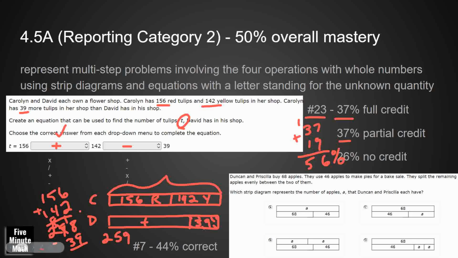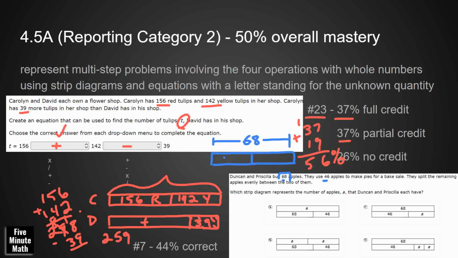Because on number 7, we only had 44% mastery. So we've got Duncan and Priscilla. They're buying 68 apples. They use 46 to make a pie. They split the remaining apples evenly. Well, we need to see first, when you buy 68 apples, we're now getting our total. So I'm going to put our total up here, 68. So I can recognize that I've got my whole. Now I'm looking for parts. This is a part whole problem. So we are going to use 46. So I've got several parts coming here.